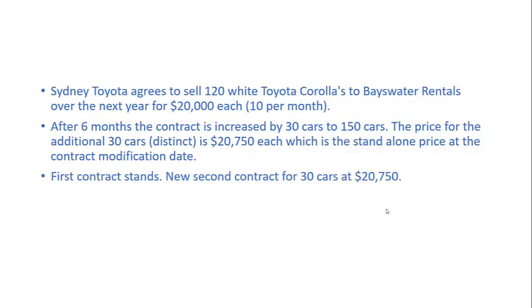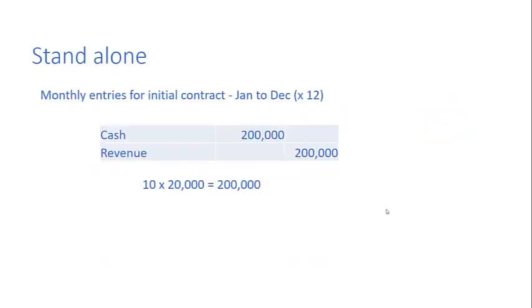We treat them separately. So we'd let the first contract stand and allow it to be accounted for the full 12 months of the contract, and we'd treat the contract modification as a new or second contract for the additional 30 cars, 5 cars per month, at $20,750. In terms of what the accounting would look like, we'd recognise the first contract and would have 12 monthly entries under the first contract for 10 cars at $20,000, that's $200,000. So Sydney Toyota would recognise revenue of $200,000 per month and cash received of $200,000 per month.